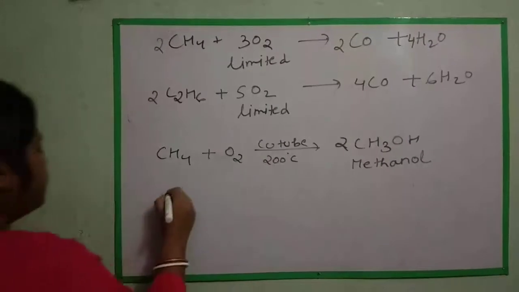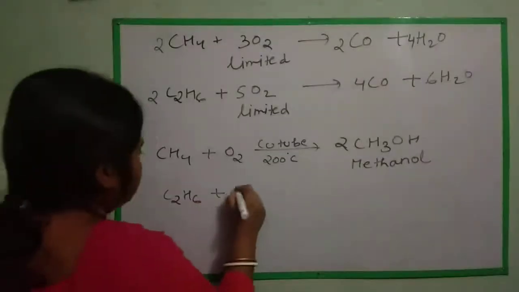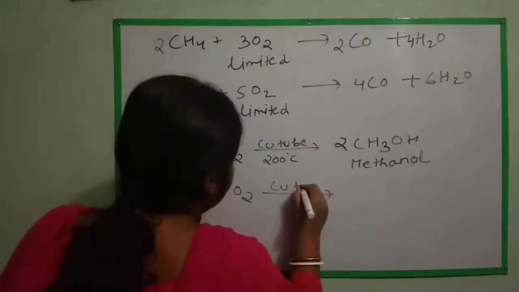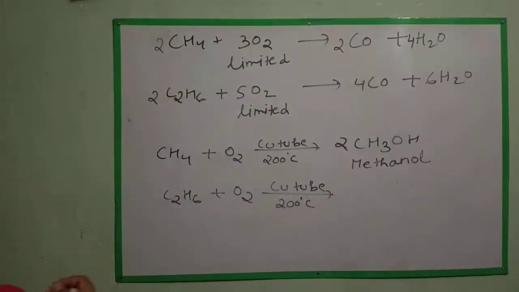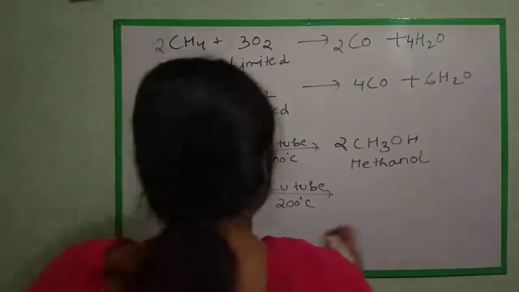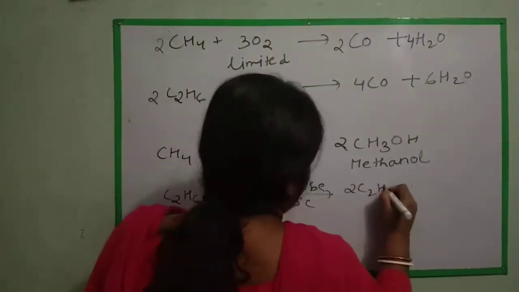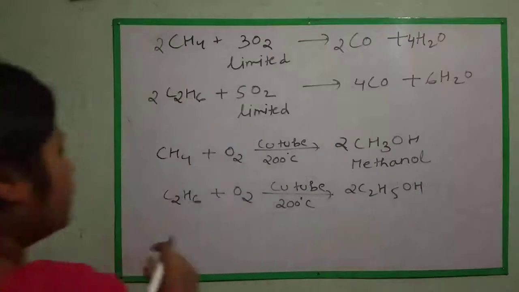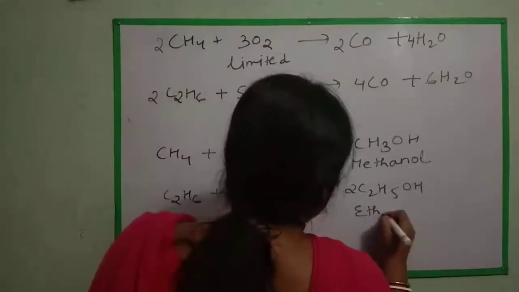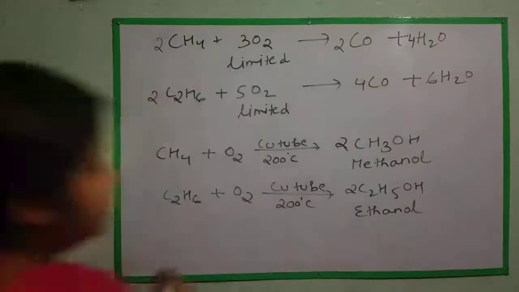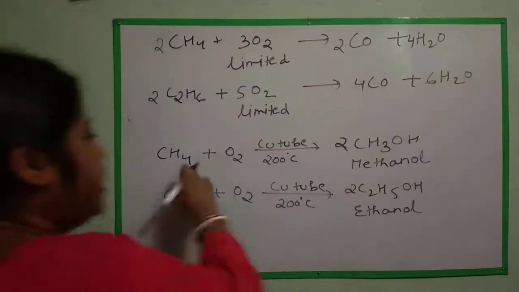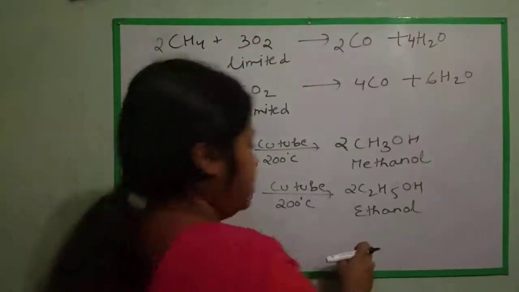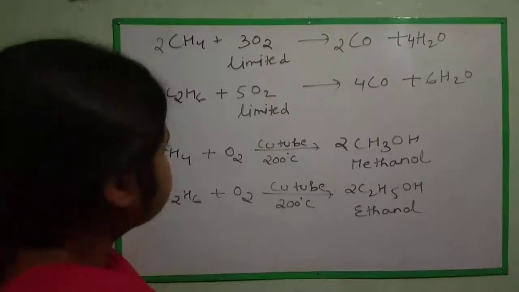Similarly, ethane treated with oxygen in the presence of copper tube, 200-degree temperature, it will be ethanol. Ethanol: 2 carbon, eth, single bond, OH, ol. Means if methane is treated with oxygen in the presence of copper tube, 200-degree temperature, we are getting alcohol. If it is methane, then methanol. If ethane, then it is ethanol.